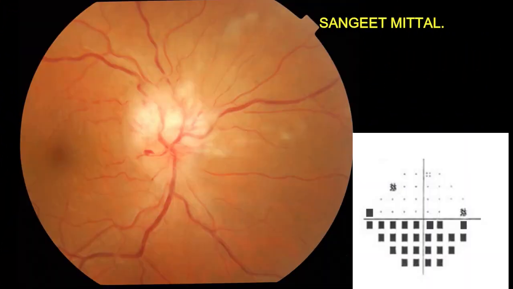In AION, pale optic disc edema can present in a sectoral pattern. This characteristic often correlates with visual field defects, most notably altitudinal hemianopia, where either the upper or lower half of the visual field is affected.